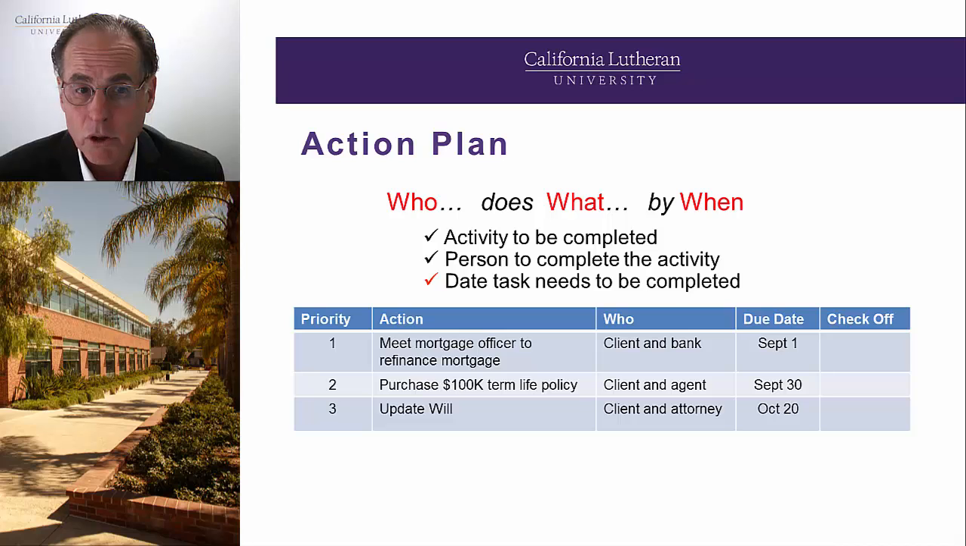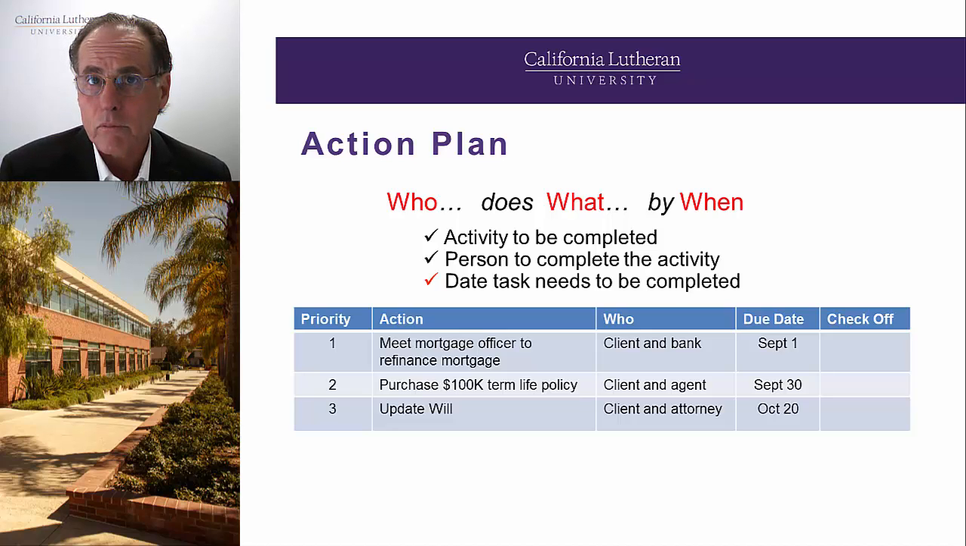Number 2, purchase a $100,000 term life policy. You, the client, will meet with your insurance agent, and the due date for this is September 30th. Number 3, update the will. This involves the client and the attorney. The due date, October 20th.